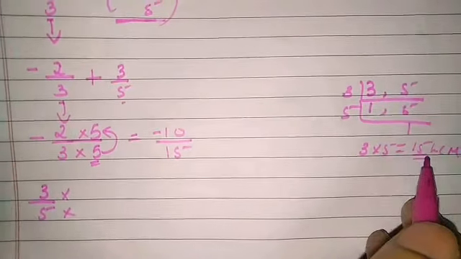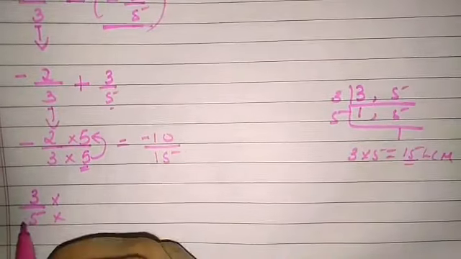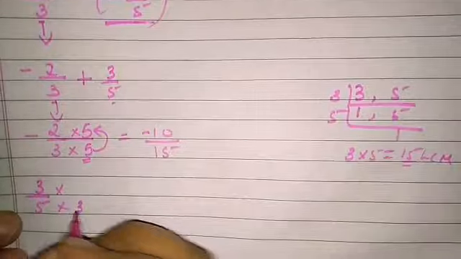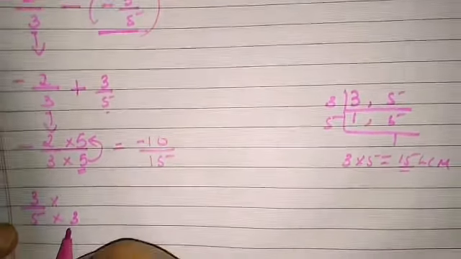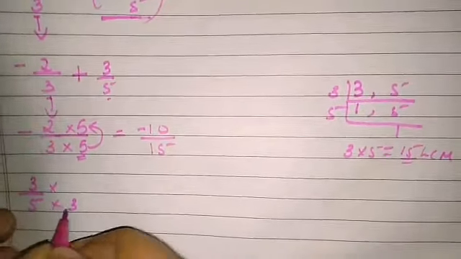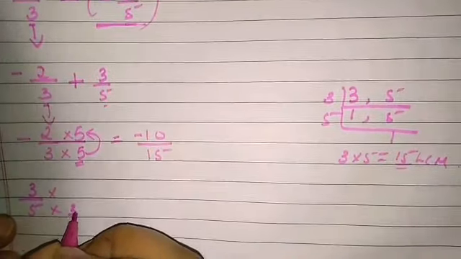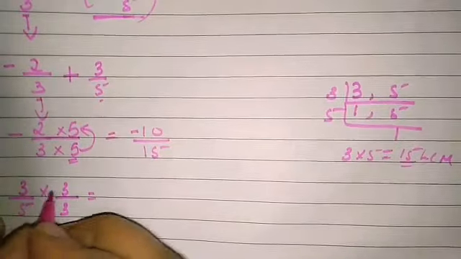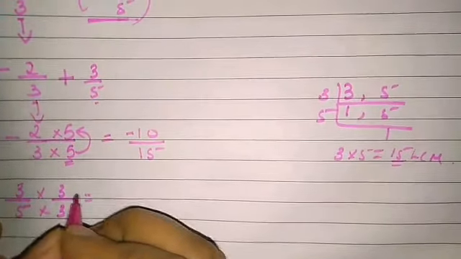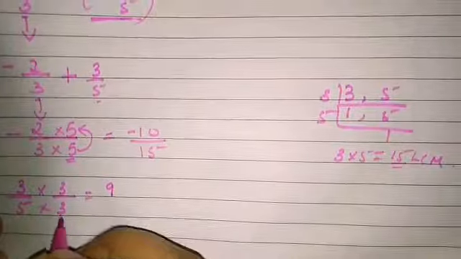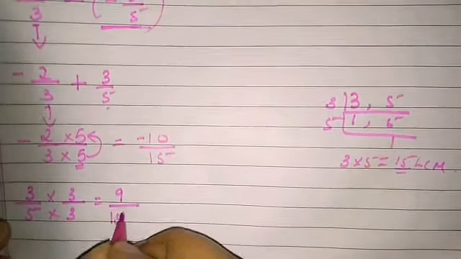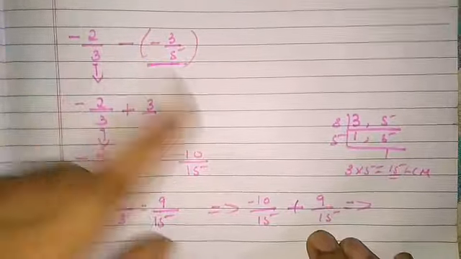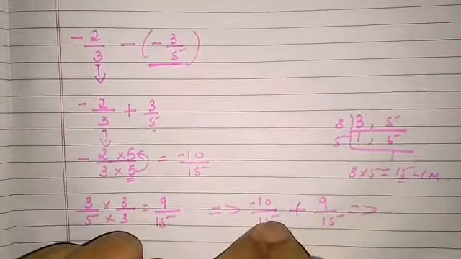So we are going to divide again 15 by 5. When we divide 15 by 5, what we get is 3. So 15 divided by 5 gives us 3. So 5 3s are 15. So take this 3 to the numerator as well. Now when we multiply, 3 into 3 gives us 9, and 5 into 3 gives us 15.